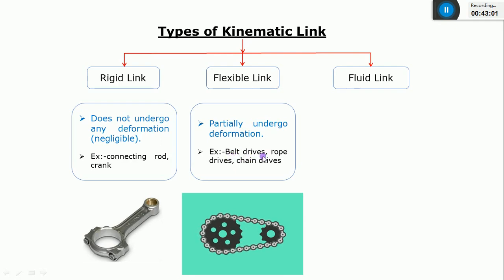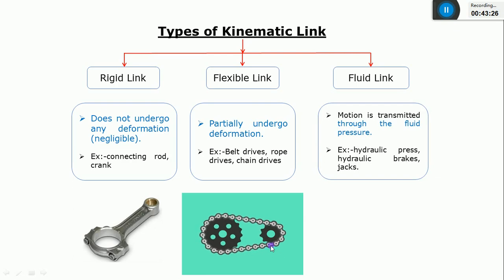Examples are belt drives, which are going to bend or have a deformation, rope drives, and chain drives. Wherever there is a deformation or partial deformation, you can call those links flexible links. This is about the flexible link, and the last one is the fluid link.